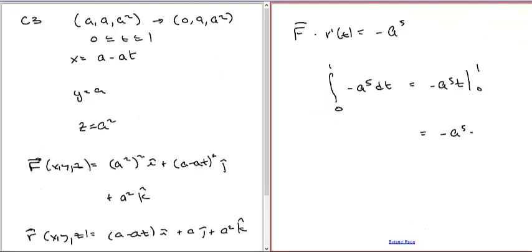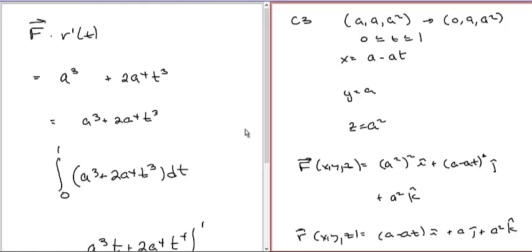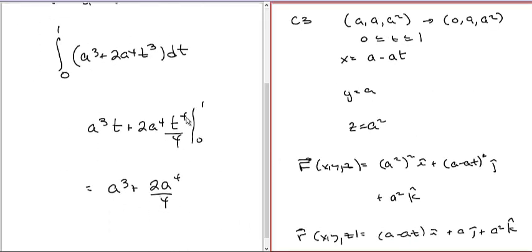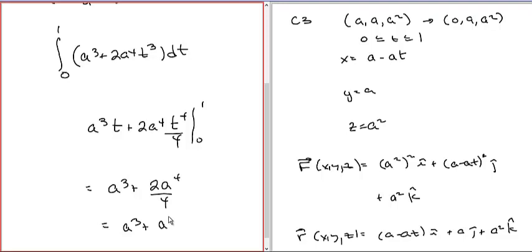And if we go back to our second integral, we ended up with, yeah, right there. So here we have a cubed plus a to the fourth over 2.